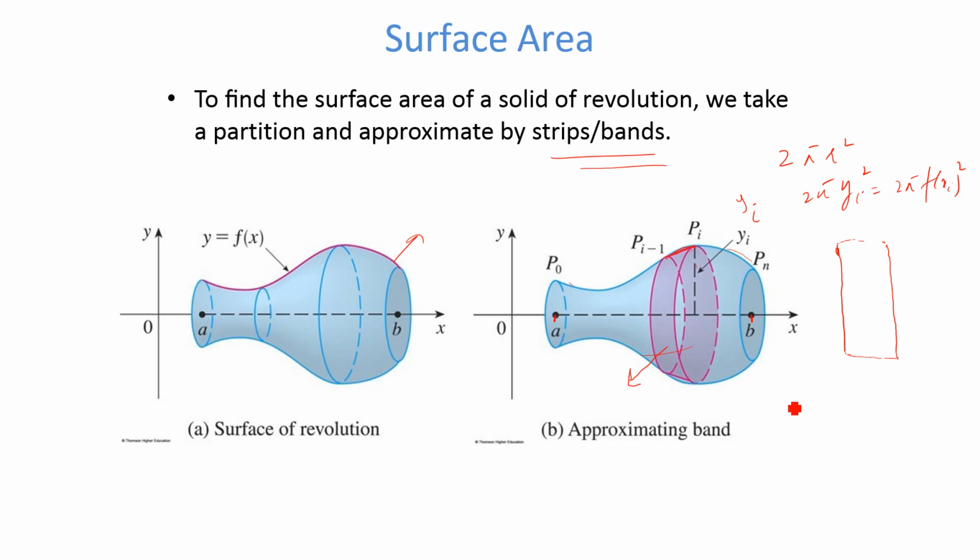Now what is the area then? This length times this width, and this width is the arc length between the points P_{i-1} and P_i. We know the formula for arc length, so we'll multiply the arc length with this circumference. So we have the area of the strip. Then we'll add up all the areas of all the strips to find the area of surface of revolution.